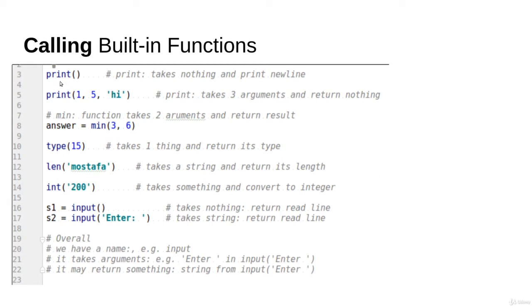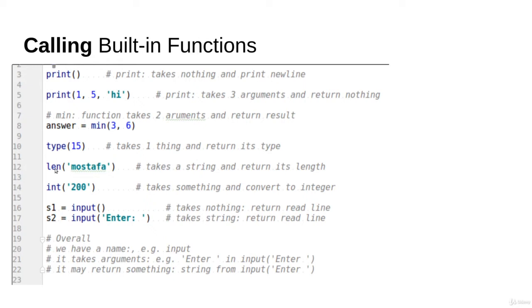We learned about the print function here without any input parameters or arguments. This function takes nothing and prints a new line. This function takes 3 arguments, 1, 2, 3, of different types, and it returns nothing. The min function can take several arguments, like 2 here, and returns the minimum among them. The type function returns the type of one single argument that you pass.